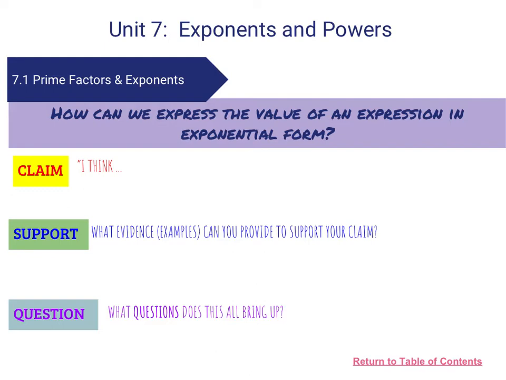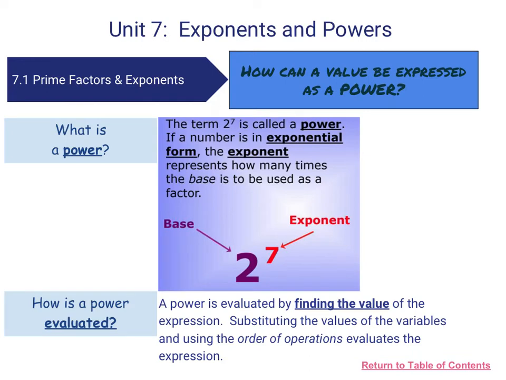It's up to you. All right, how can a value be expressed as a power? Well, what is a power? The term 2 to the 7 is called a power if a number is in exponential form. So the exponent represents how many times the base is to be used as a factor. So this whole thing is called a power. The 2 itself is called a base, and the 7 is called an exponent.